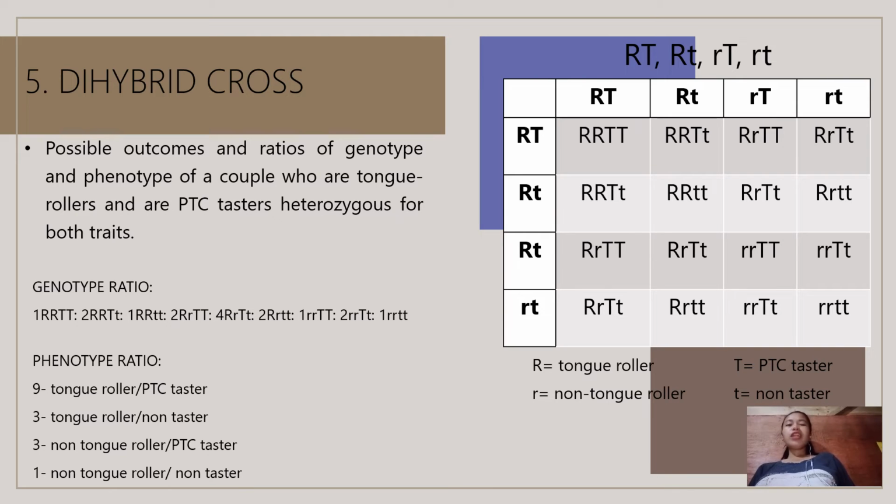So the phenotype ratio: there are 9 tongue rollers and PTC tasters, 3 tongue rollers and non-PTC tasters, and 3 non-tongue rollers but PTC tasters. And the last is 1 non-tongue roller and non-PTC taster.